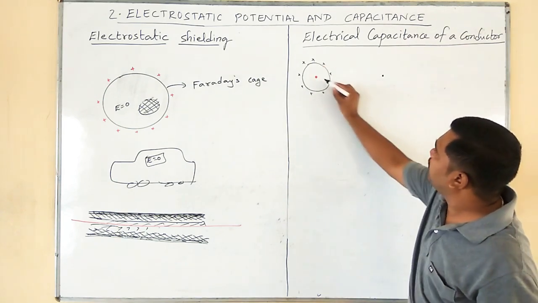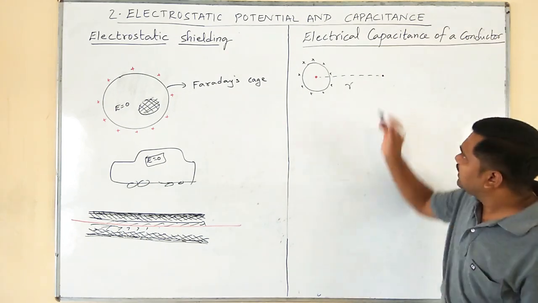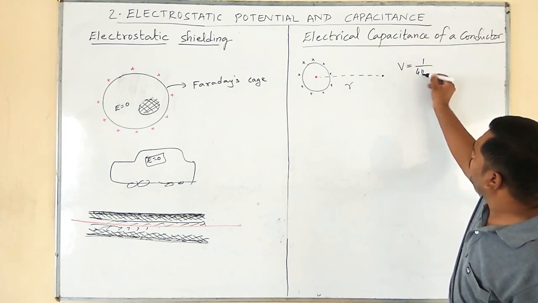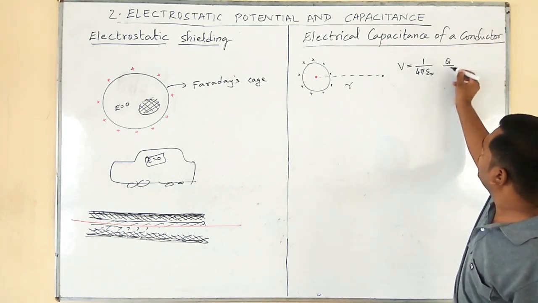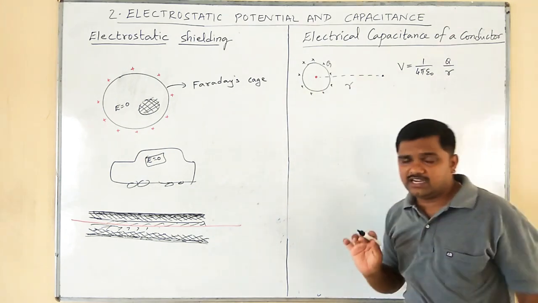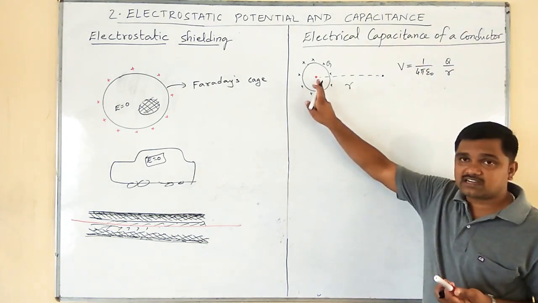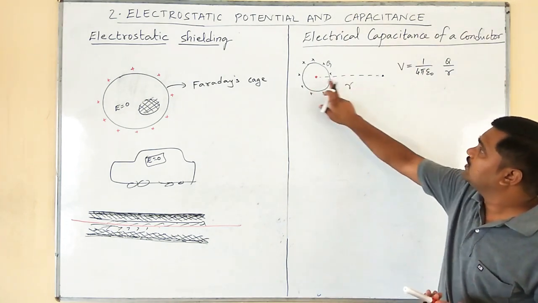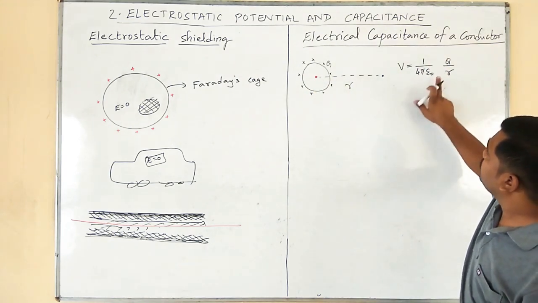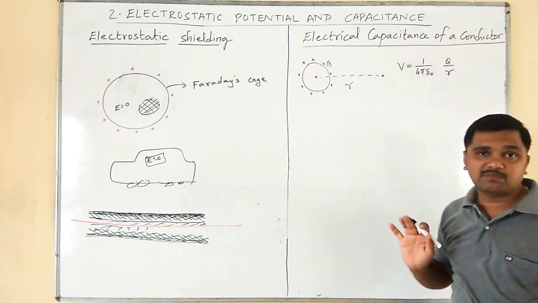At some distance small r, the electric potential is given by V equals 1 over 4 pi epsilon naught times Q divided by r, isn't it? Where Q is the net charge. It may be an isolated charge or it may be a charged conductor. So at a distance of small r from this center, the electric potential is given by V equals 1 over 4 pi epsilon naught Q divided by small r.